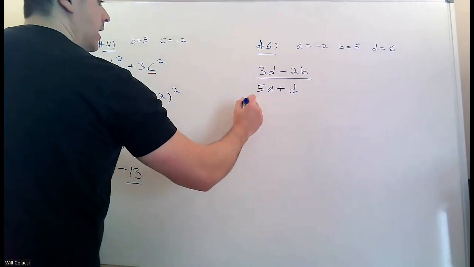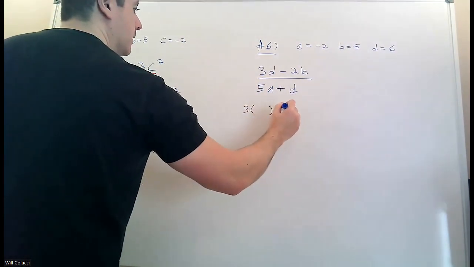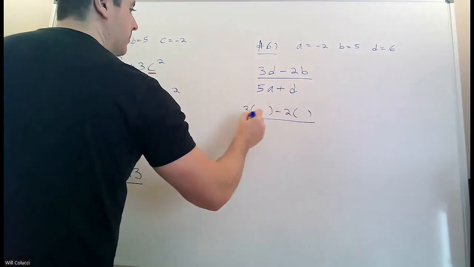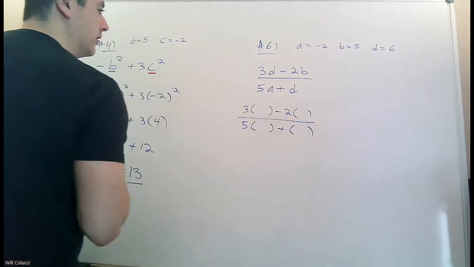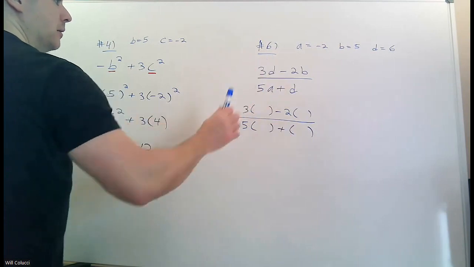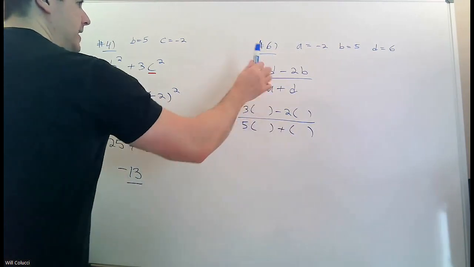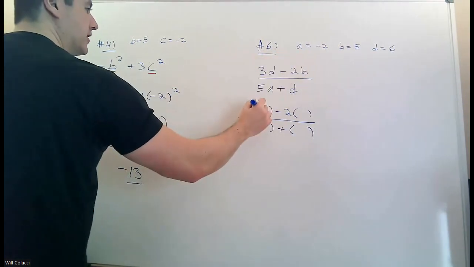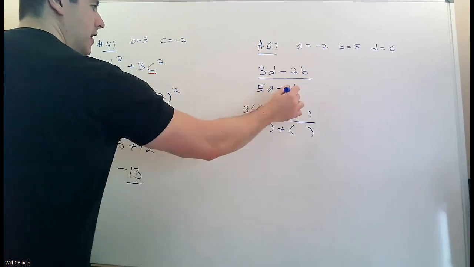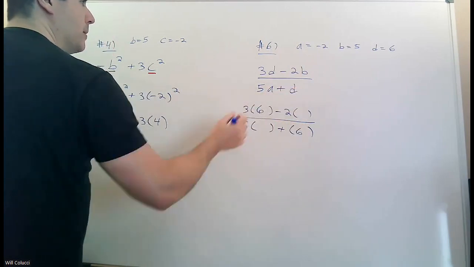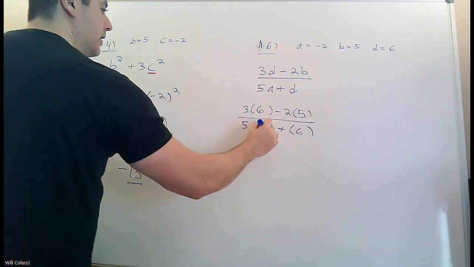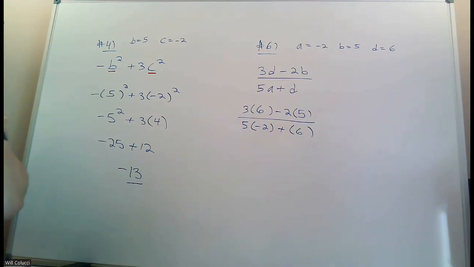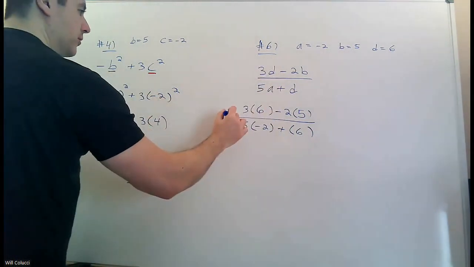All right, so now here again, I'm going to take every single letter. Everything stays the same. I'm not changing anything, but where the letters were, I put those parentheses. I don't need parentheses here anyway. So wherever you see D, you put the number 6. There's 6. There's another D. Now, wherever the B is, I'm going to put 5. And where the A is, I'm going to put a negative 2. Right? All I did, replace the letters with the numbers.